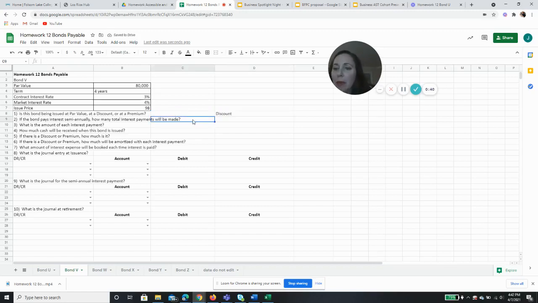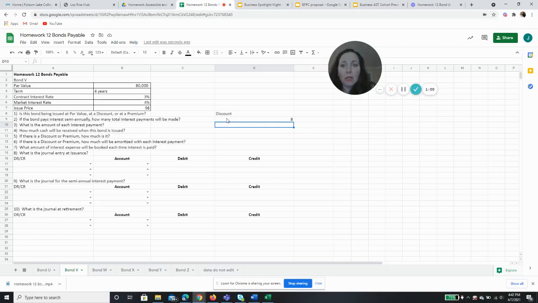Okay. We pay interest semi-annually, so how many total payments will be made? Well, it's going to be the term of 4 years times 2, because semi-annually means we pay twice a year. So there will be 8 interest payments. How much cash will be received when this bond is issued? Oh, wait, no. What is the amount of each interest payment?